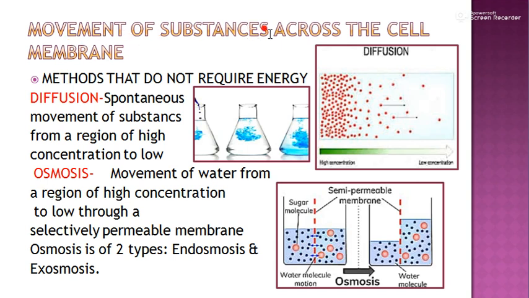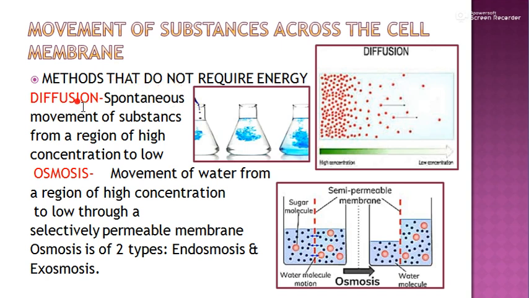So movement of substances across the cell membrane. As I told you, the cell membrane allows the entry and exit of substances. So how does it allow? That means what method it will use. So it uses different methods. Some require energy and some do not require energy. Here we will discuss the methods which do not require energy.